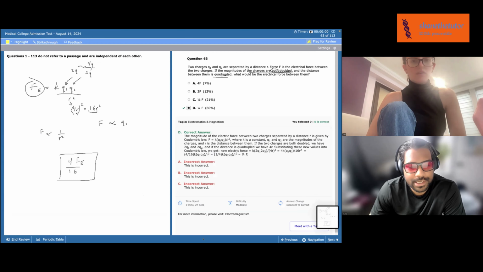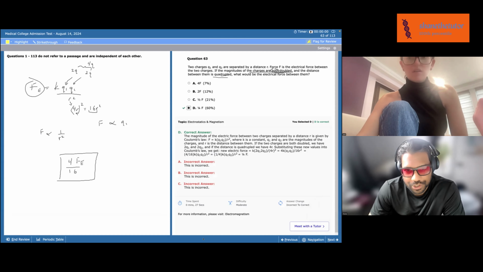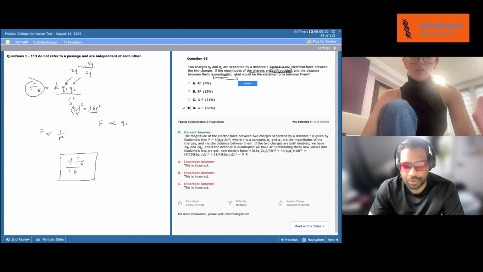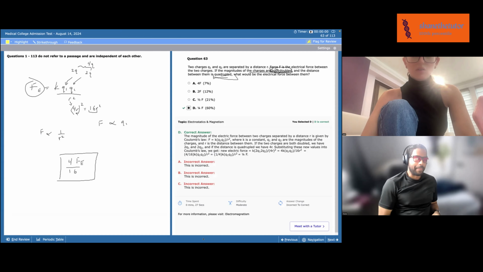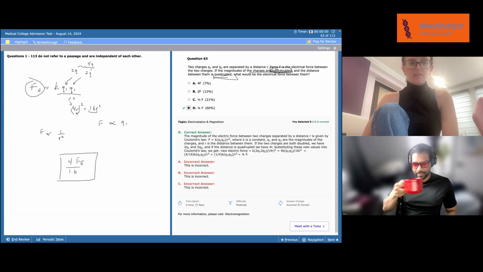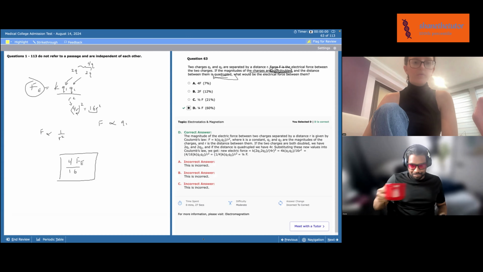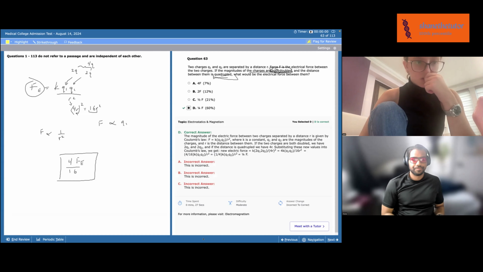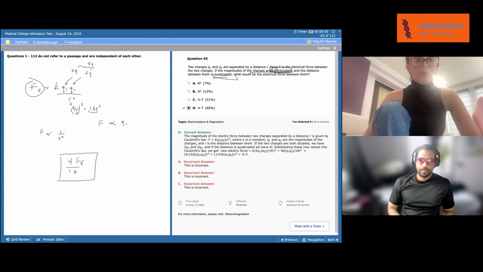Yeah. So let's say that if the charges both doubled, but the distance between them is doubled rather than quadrupled, what would the electric force be? 8r squared. No, it would be, wait. Yeah, it would be 2r squared. Okay. And that would give us 4r squared.